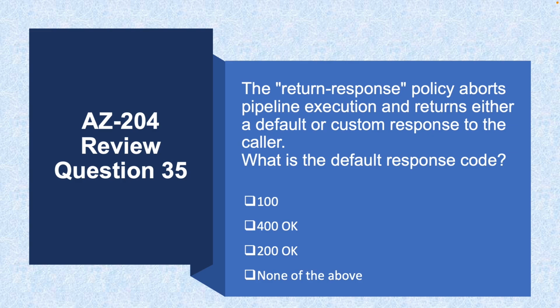Question number 35. The return response policy aborts pipeline execution and returns either a default or custom response to the caller. What is the default response code? The correct answer is 200 OK. The default response is 200 OK with no body.